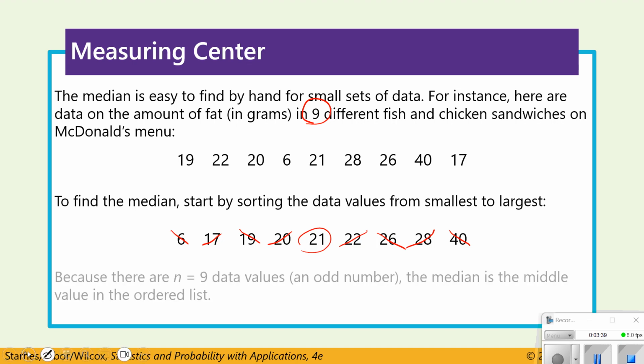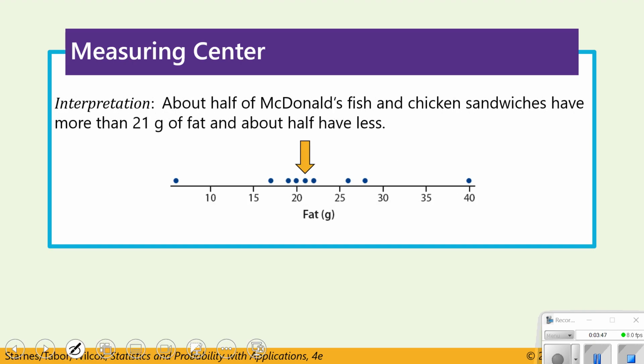Now, what does that really mean, though, to me? So again, n was an odd number. We knew there was going to be one number in the middle. But what does that really mean? That tells me that about half of the data is on one side and half of the data is on the other side. So of McDonald's fish and chicken sandwiches, half of them have more than 21 grams of fat, and half of them won't. So it's pretty easy to read right there.